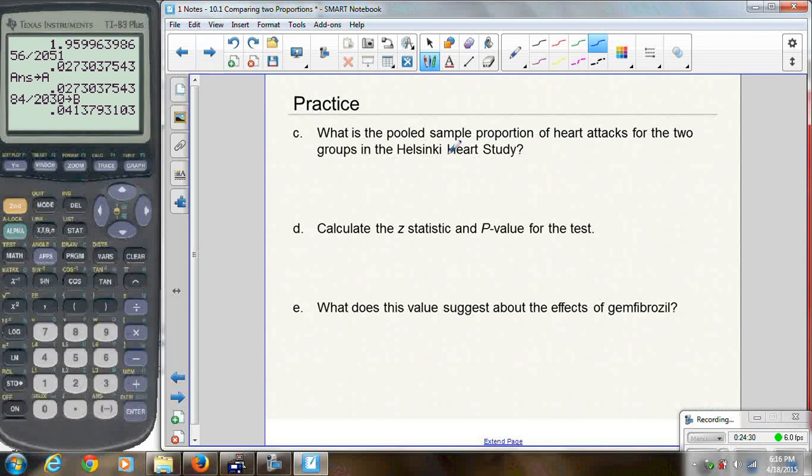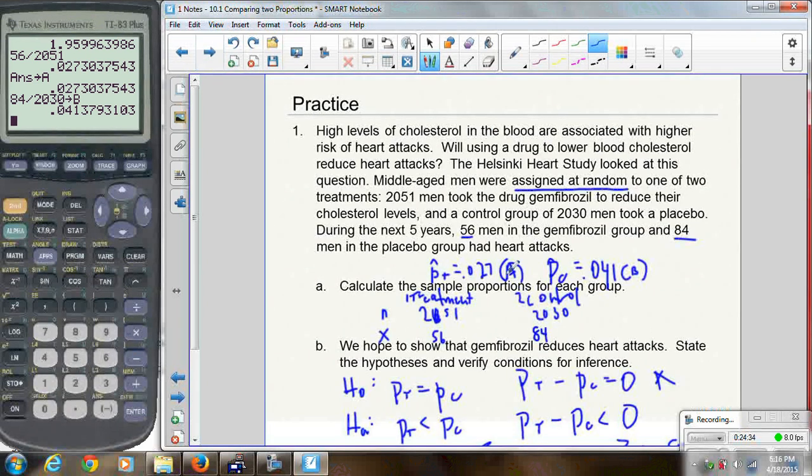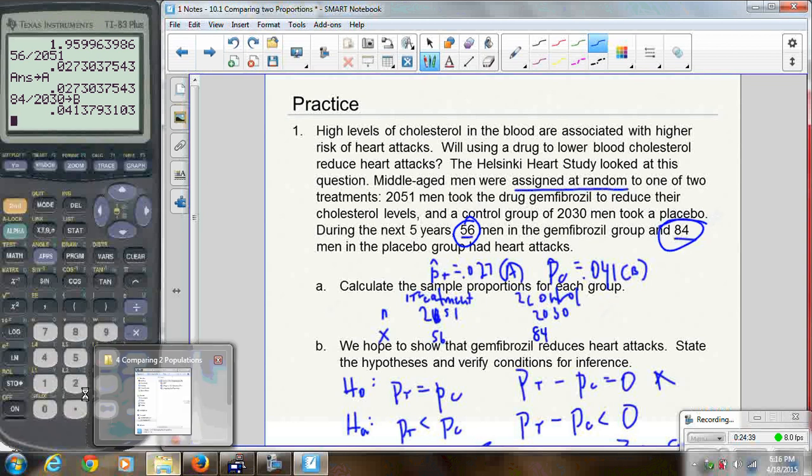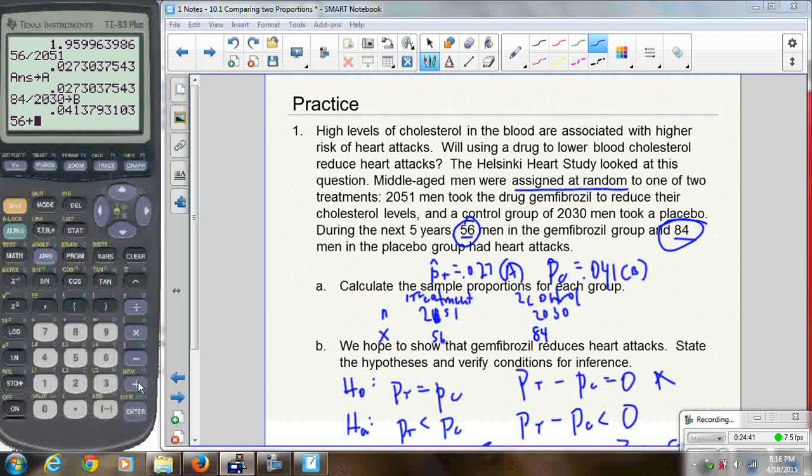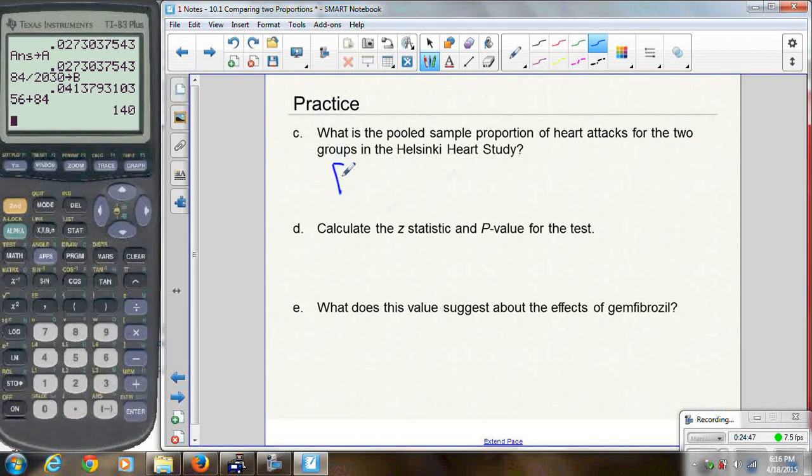Okay. So now we want to talk about the pooled sample proportion. Remember, the pooled sample proportion is basically when we add up all of the men that had heart attacks. So there were 56 plus 84 had heart attacks, so there were 140. So p hat is equal to 140 out of the total men in the study.